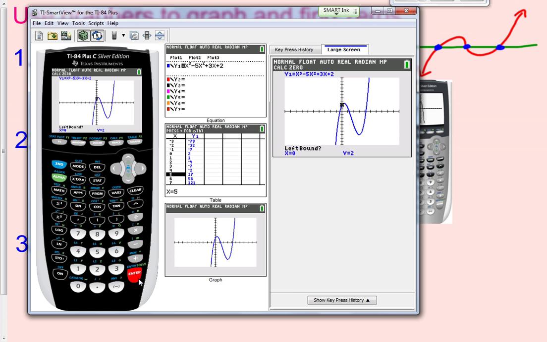Now as you can see in our calculator, it says right here, left bound. So we want to get left of our 0. So find where your cursor is. Mine is right here.